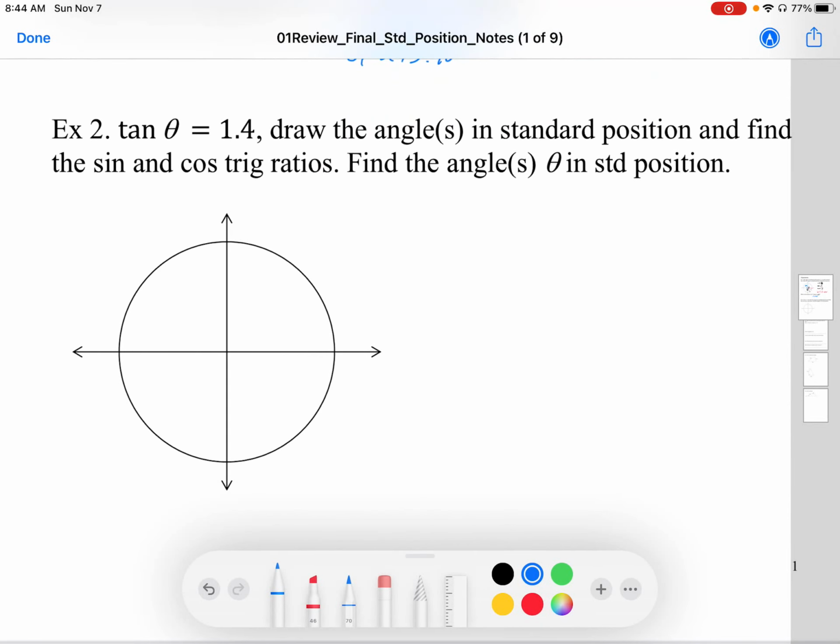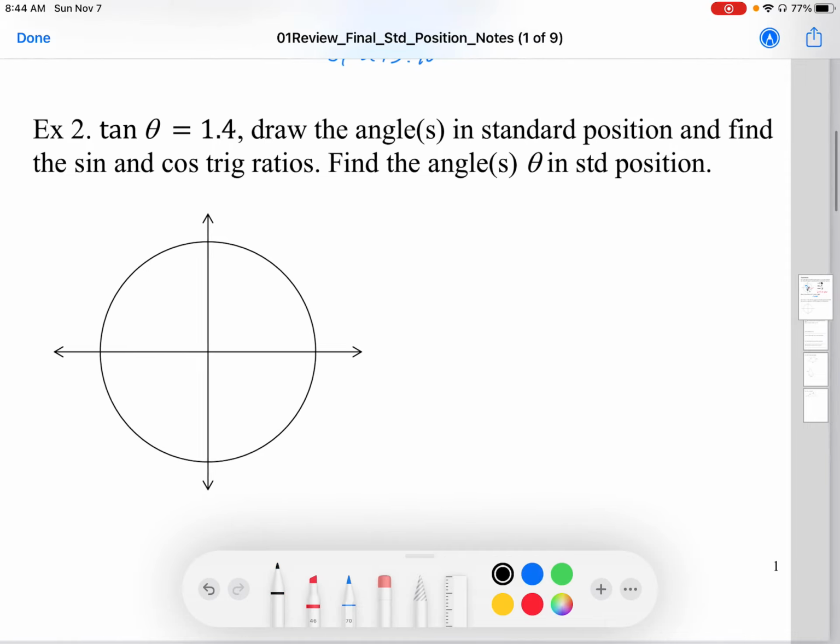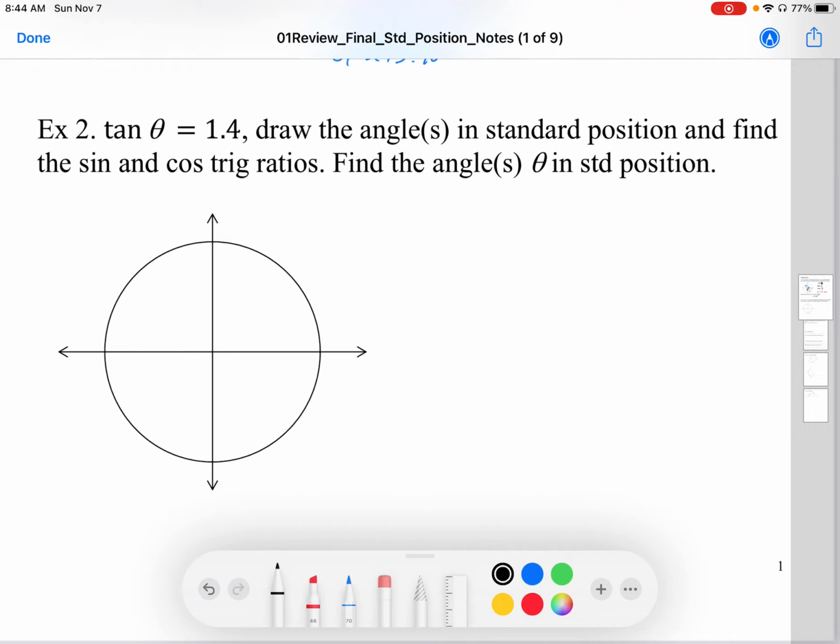In this question, we've been asked to draw a tan angle or tan ratio of 1.4. And it doesn't tell us the quadrant. So I'm just going to draw it in quadrant 1 to start. Okay, so there's my, it's about 1.4, maybe more like this. And so that's going to be about 1.4 to 1.